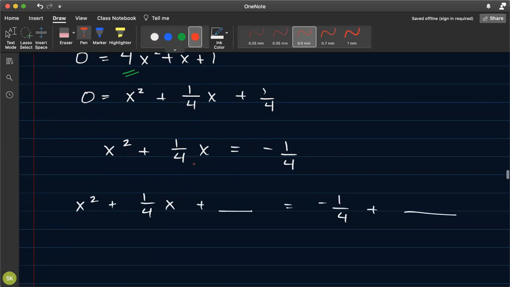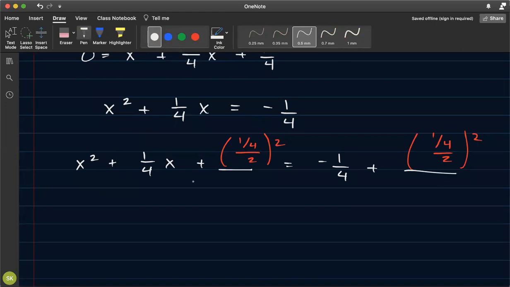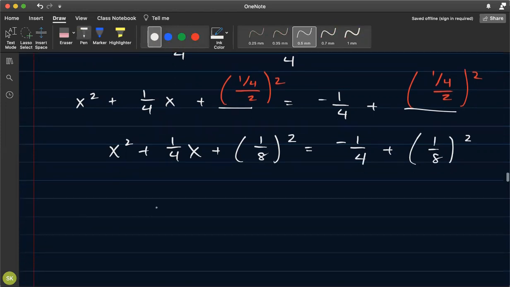Okay, and then we take this number 1/4 and divide it by 2, then square it. So on this side, we'll get x squared plus 1/4 x plus 1/8 squared. You're halving a 1/4, so that becomes 1/8, is equal to negative 1/4 plus 1/8 squared. So on the left-hand side, we get (x plus 1/8) squared is negative 1/4 plus, let's square this one. This is 1/64.